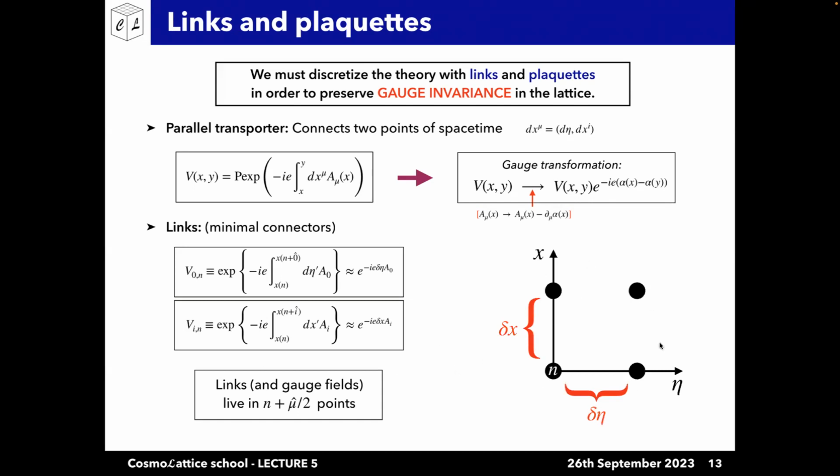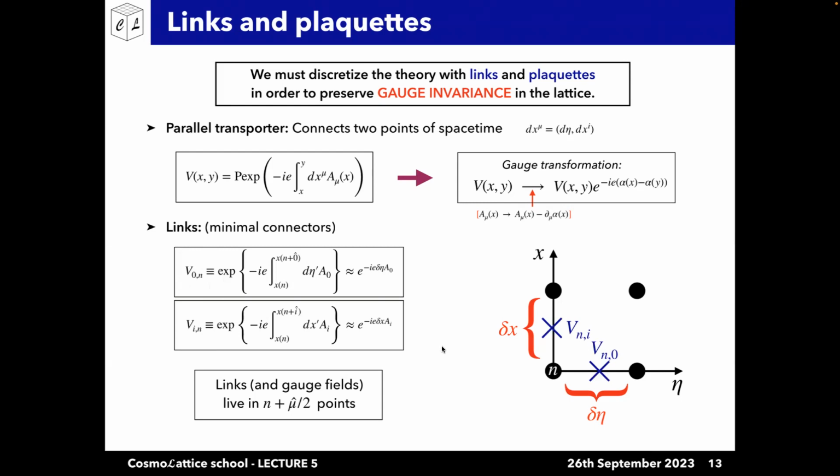Let's see an example. These are four points of the lattice. In the horizontal direction we have time, and in the vertical direction we have space. This is the time step, and this is the lattice spacing. I have realized that here I changed notation. This should be Bn of 0, and this should be Bn of i, to match this figure. In any case, this minimal connector, the B0 link, lives here in the middle, and then Bi lives here.